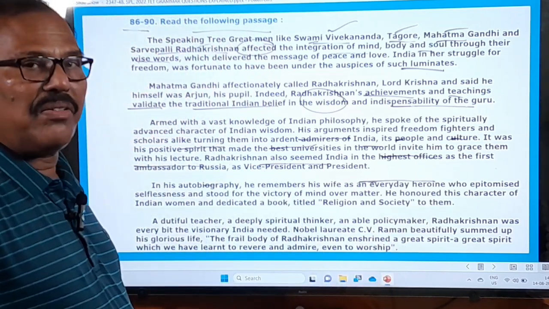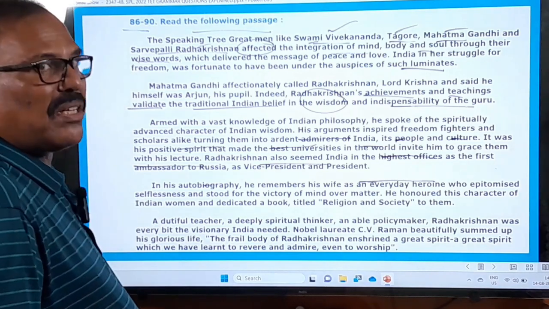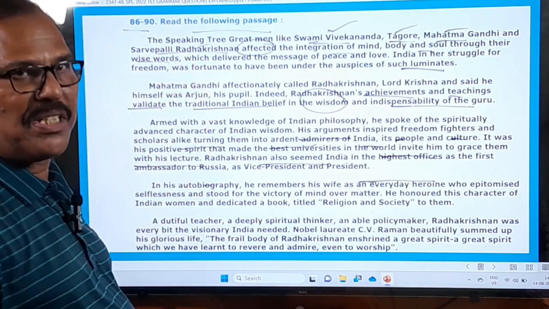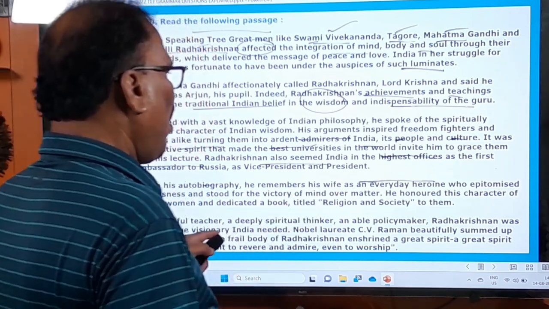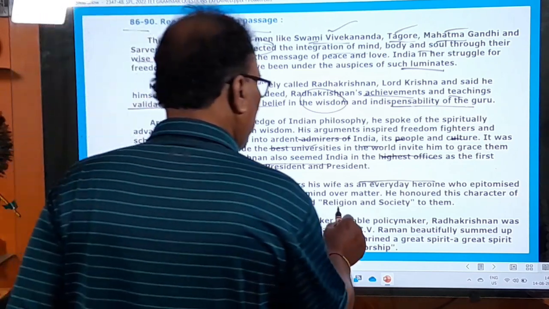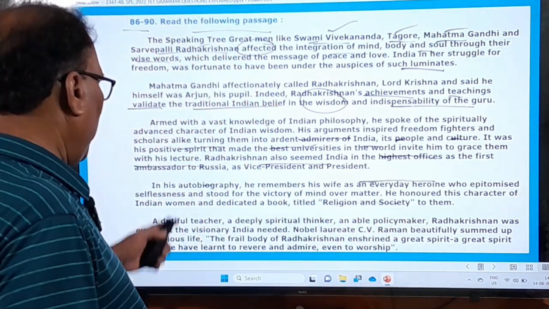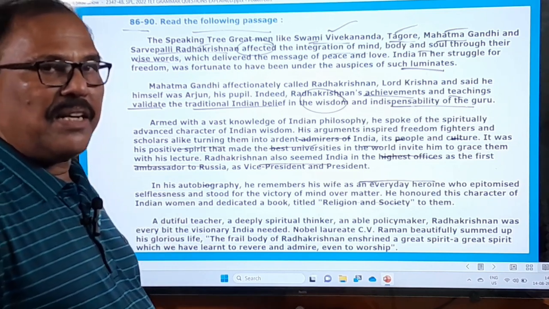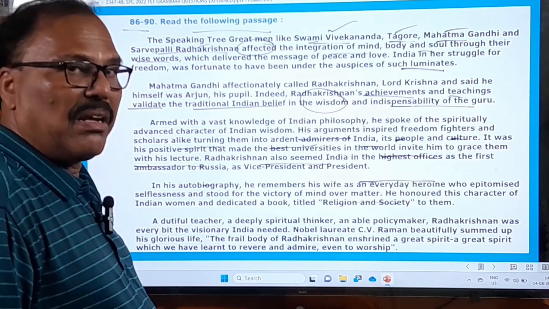Everyday heroine. He called his wife an everyday heroine who epitomized selflessness. She has become a symbol of selflessness, and stood for the victory of mind over matter. He honored this character of Indian women and dedicated a book titled Religion and Society. Here, Religion and Society is the autobiography of Sarvepalli Radhakrishnan, and in it he praised women very much.